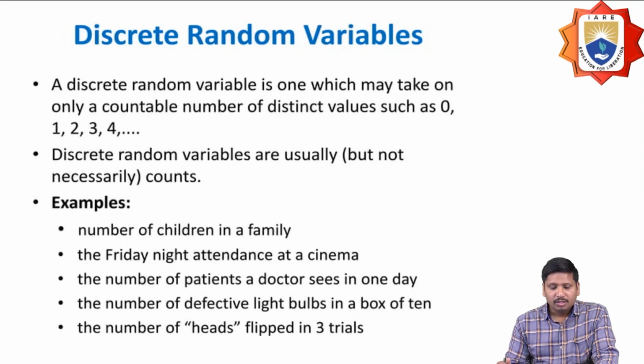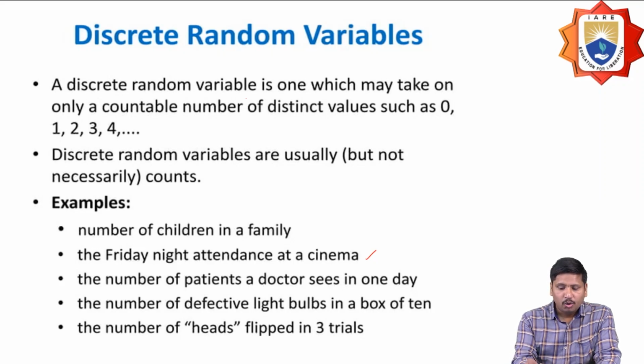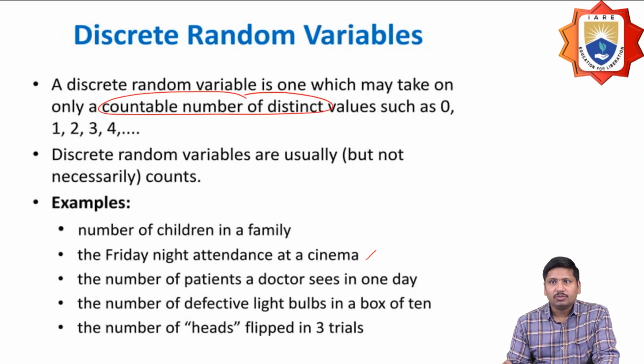Some examples are the number of children in a family, Friday night attendance at the cinema, the number of patients a doctor sees in one day, the number of defective light bulbs in a box of 10, and the number of heads in 3 flips. So there should be a count here. The discrete random variable is one which may take on a countable number of distinct values. Okay. So if anything is countable, then it should be treated as a discrete random variable.